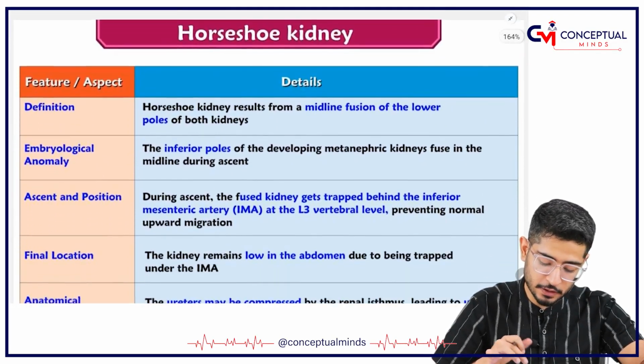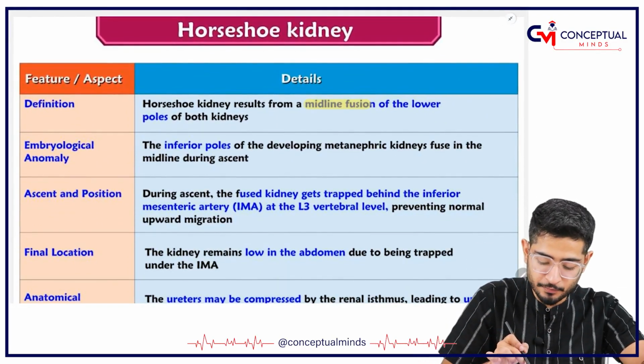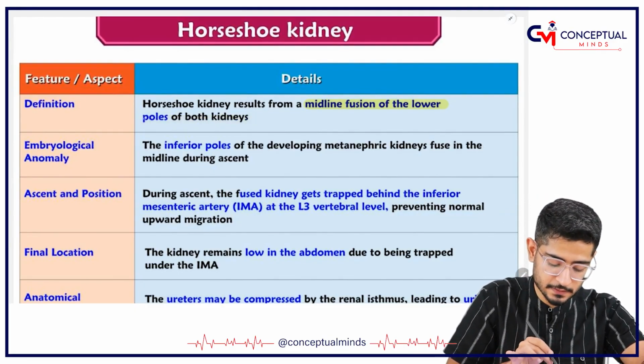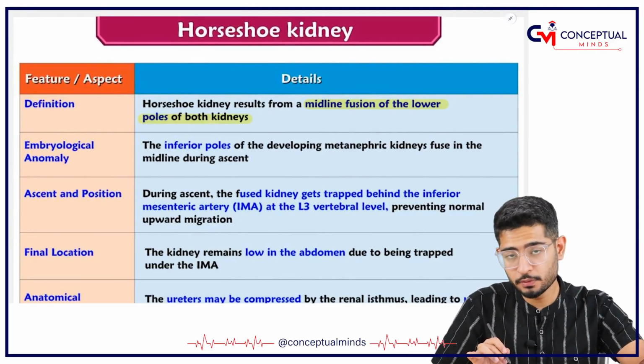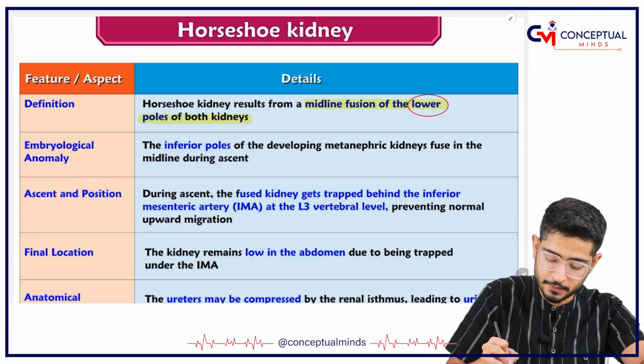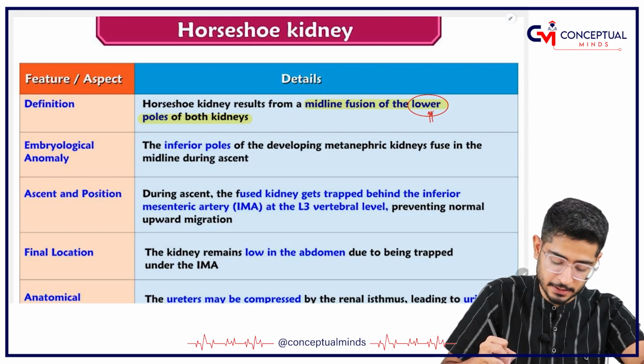Horseshoe kidney is actually a midline fusion of the lower poles of both the kidneys. So it's a midline fusion of the lower poles. Which pole is involved? This is the lower pole which is involved, the lower poles of both the kidneys.